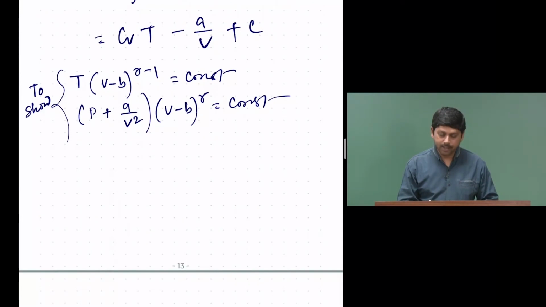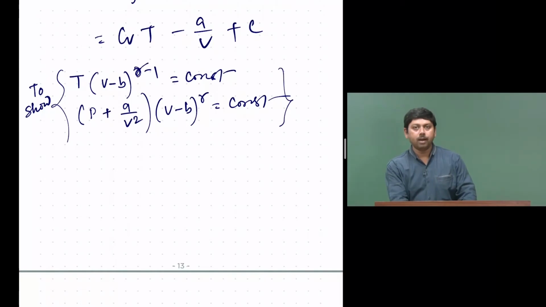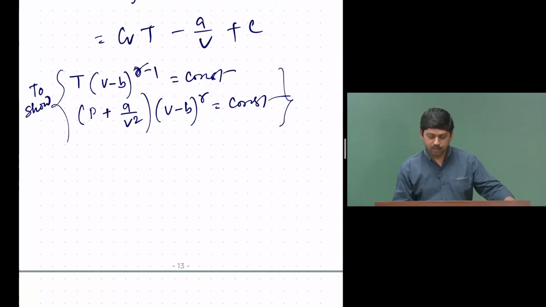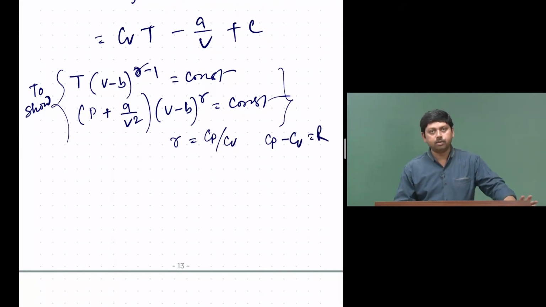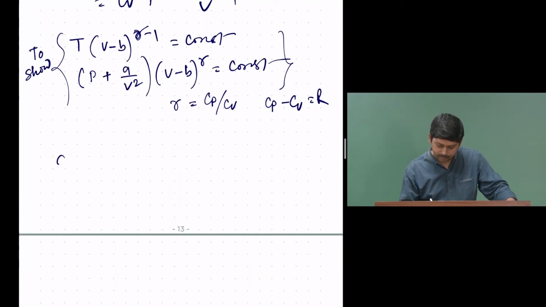So, now we have to show that this quantity holds, and since we are talking about this gamma, Cp by Cv, this can only be done if we assume that Cp minus Cv is equal to R, which is only true for ideal gas, but we have to assume that for van der Waals gas also, taking into account that it is a very dilute gas.